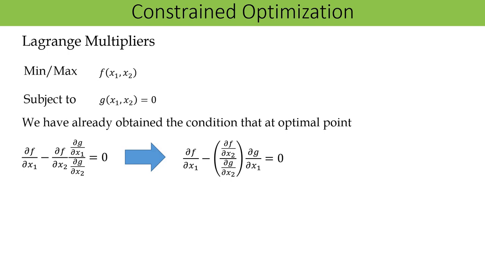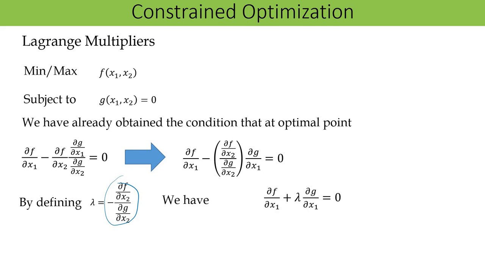And if I rearrange these things, del f by del x1 minus del f by del x2 divided by del g by del x2 into del g by del x1 equal to 0. And if I put this equal to lambda, del f by del x2 divided by del g by del x2, that is negative of lambda. So in that case I can basically write that del f by del x1 plus lambda del g by del x1 equal to 0. Okay, so this is the condition I am getting.